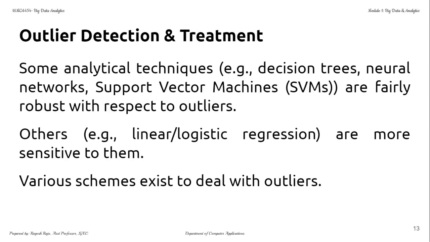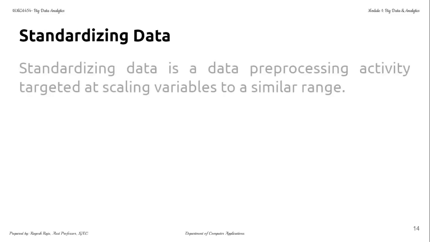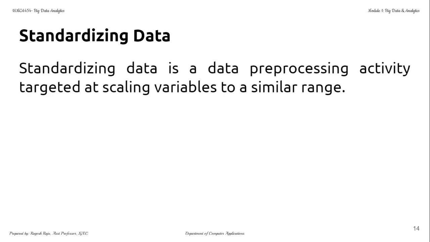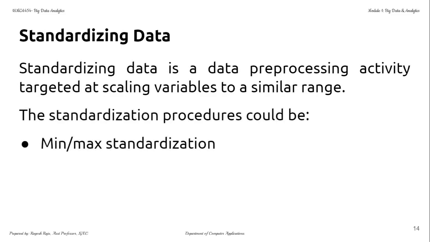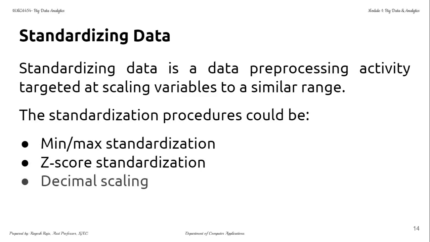Once we have dealt with the outliers, the next one is standardizing the data. This is a pre-processing activity mainly to standardize all the variables to a similar range. The standardization procedure can be done by using min-max standardization, Z-score standardization or decimal scaling. As I told, it's a pre-processing activity mainly to standardize or scale the variables to a similar range.